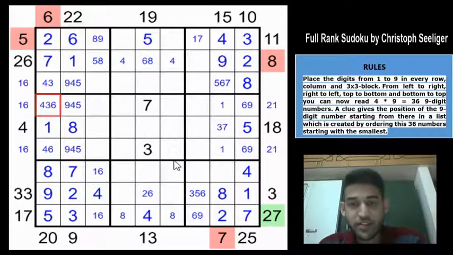So as I said earlier, this Sudoku requires a lot of patience, and you need to look closely at digits because they are not going to be easy to come by.